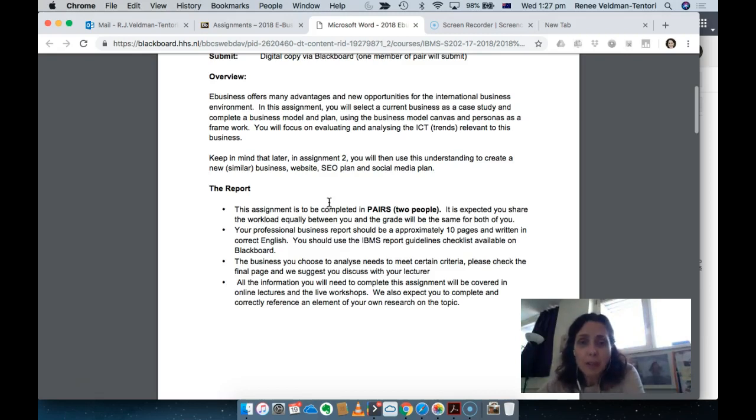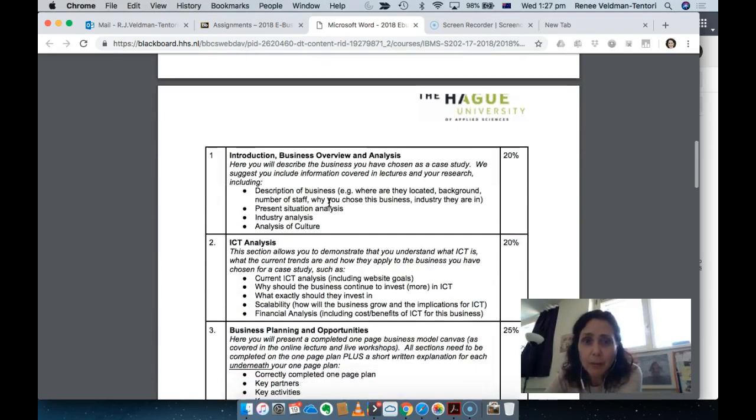All of the information you need to complete this assignment is covered in the online lectures, both the short ones that we offer, but also remember to be following the Google Digital Garage, because there's a lot of very valuable information in that. And we expect you to also do a bit more research on these topics and present, of course, a bibliography or reference list in your report.